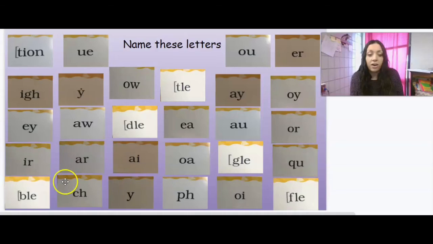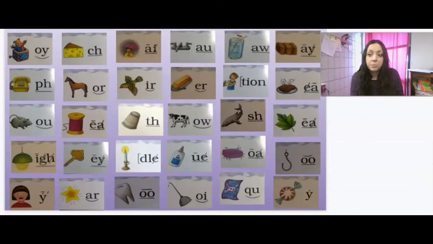Combination, O-R. Combination, I-R. Combination, A-R. Digraph, A-I. Digraph, O-A. Final syllable, G-L-E. Combination, Q-U. Final syllable, B-L-E. Digraph, C-H. Y, digraph, PH, diphthong, OI, and then final syllable, FLE. All right, so let's go ahead and try these, our sound cards.